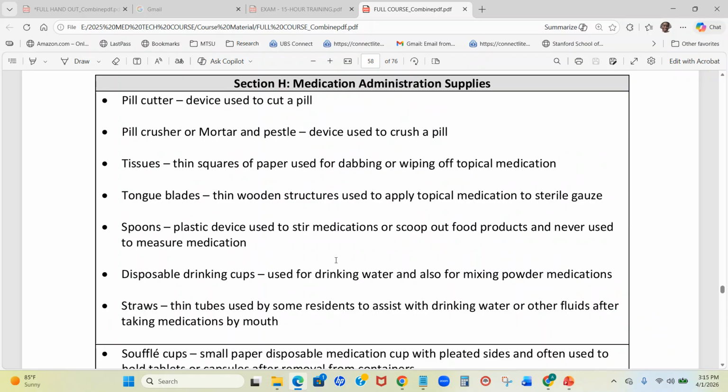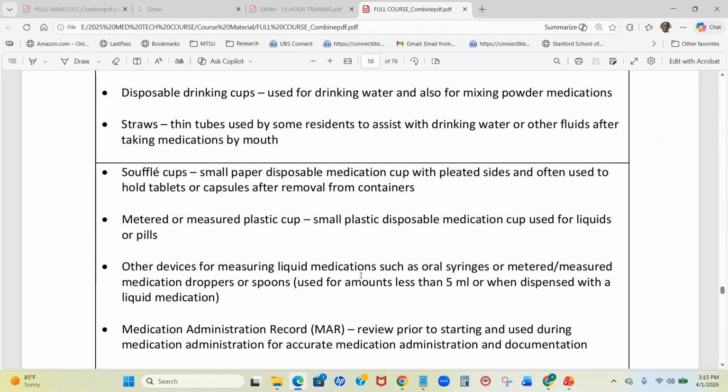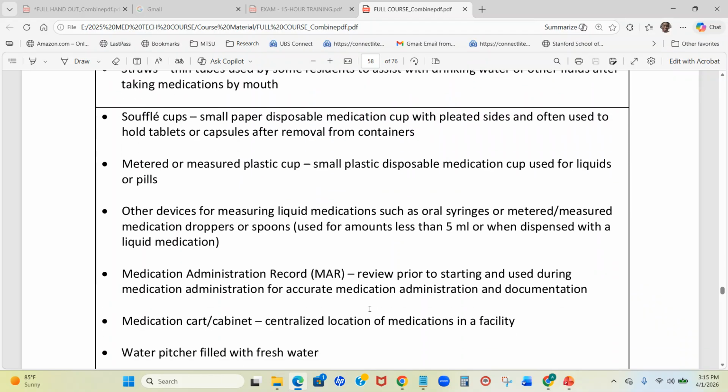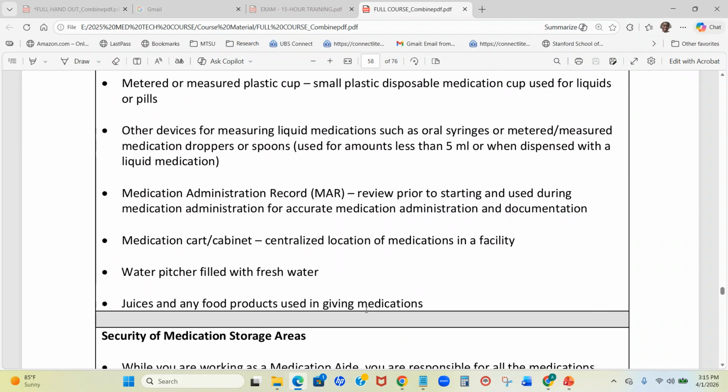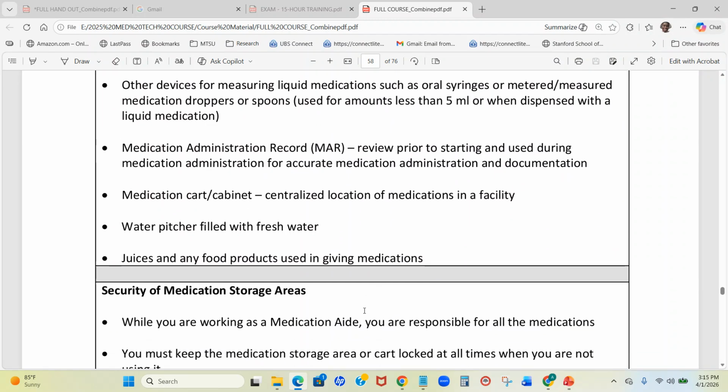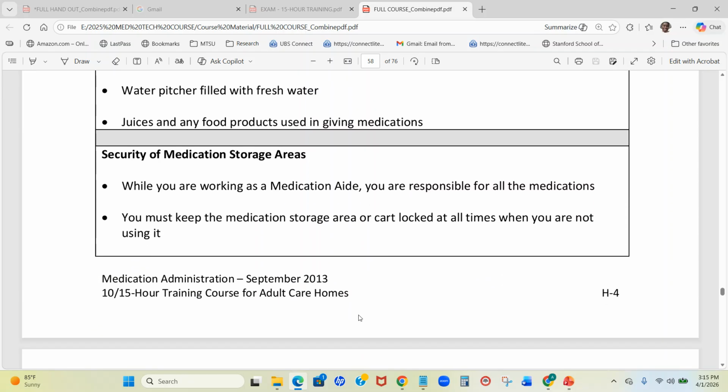You don't have to be running from one unit to the other looking for a pill crusher, a pill cutter, or the tongue blades, the spoons, your drinking cups, your straws. Make sure those are there, your measured plastic cups. You want to make sure that your med cart is always stocked and has everything that you need. Your water pitcher is filled with fresh water. Okay, you will need the pudding, and you will need orange juice and apple juice to help them swallow their medicines. We have residents that cannot swallow medicines with just ordinary water. They will need orange juice or apple juice.